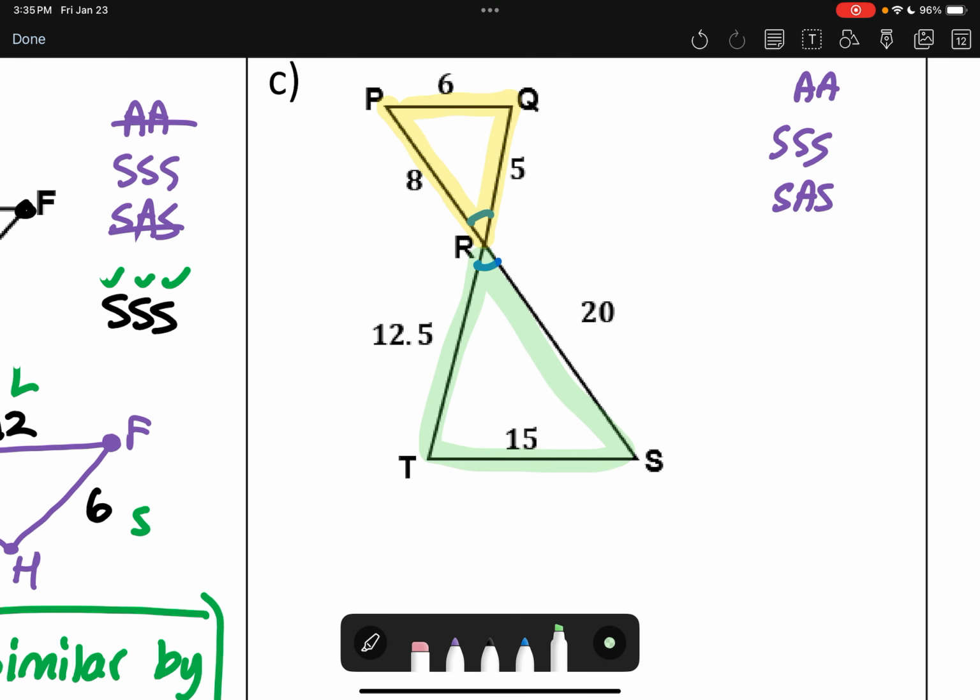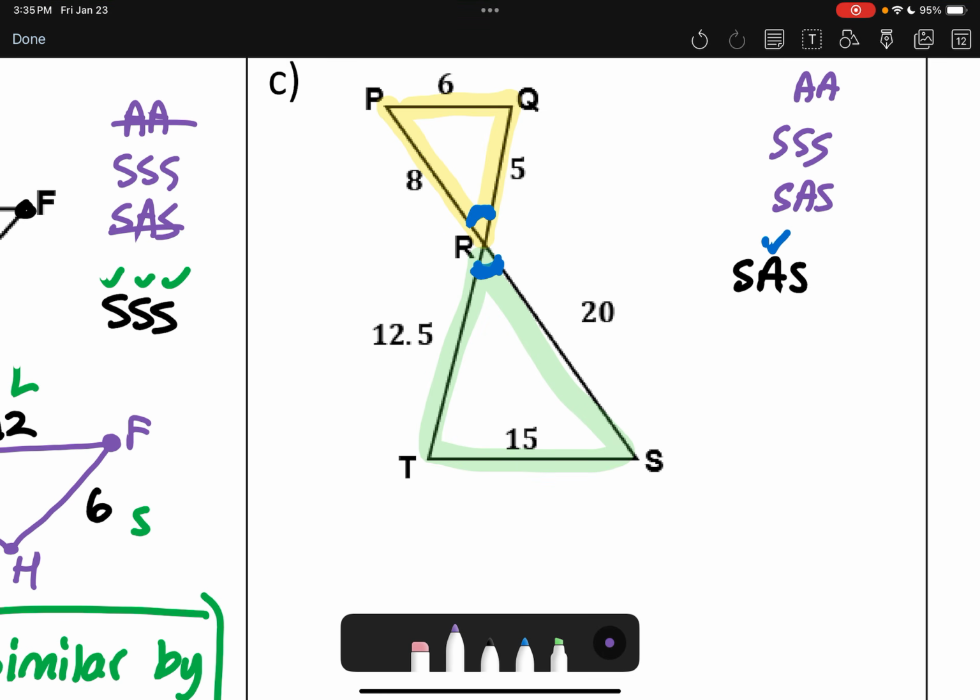We can do side, side, side, or I'm also realizing that, hey, this set of vertical angles is in between 2 sides, so I can check for SAS. I'm going to check for SAS because it's just slightly less work, because I already know the angle part is taken care of. Those angles are congruent because they're vertical, and it's in between 2 sides. Now, what's left for us to check is the side lengths. Are those side lengths proportional?